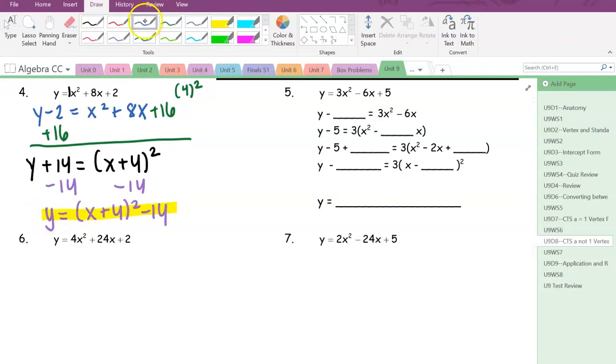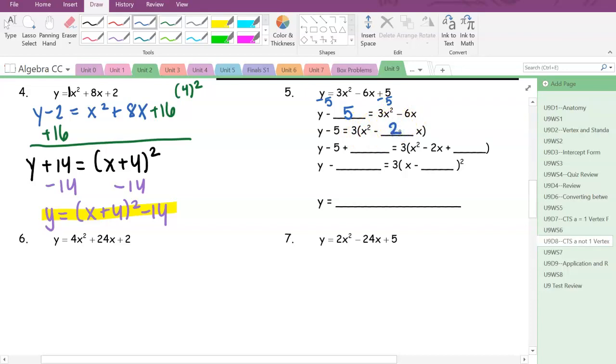Now, in number 5, we're going to use a fill in the blanks method to help us with this first type of problem when we have a number other than 1 as our a value. So the first thing we're still going to do is move our constant over. So we're subtracting 5 on both sides, and we have our 5 there. But then what we have to do is divide our 3 out of these two terms here. So 3x squared divided by 3 is just x squared. Negative 6x divided by 3 is negative 2x.